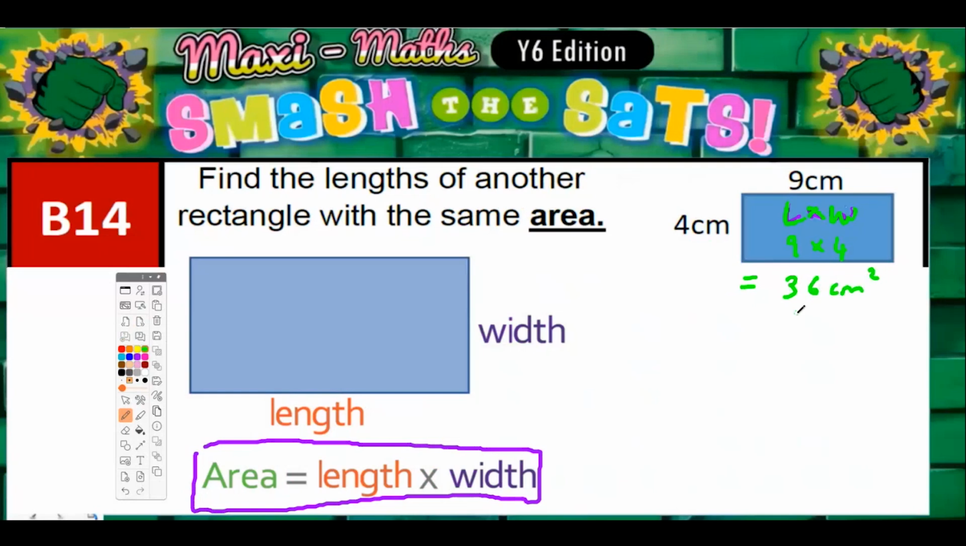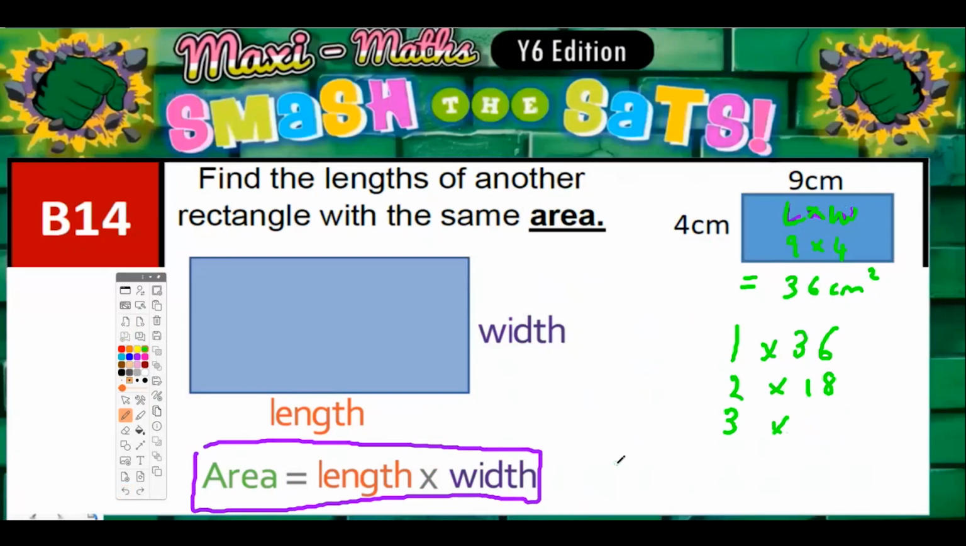We need just to find now another L times W, another length, another width makes 36. So in other words, what numbers times together to make 36? Well, does 1 pair up with anything? Yes, it does. You could have 1 times 36. You could have 2 times 18. Does 3 work? Yeah. 3 times 12 is 36.